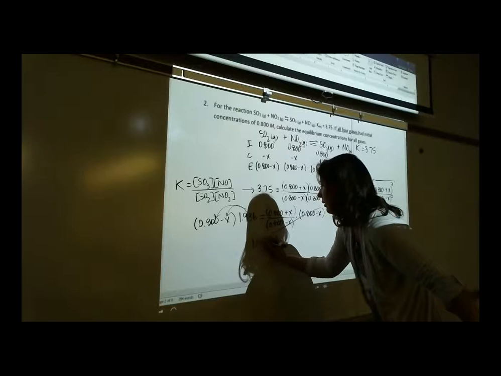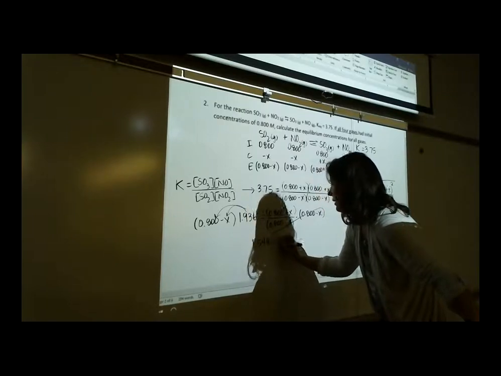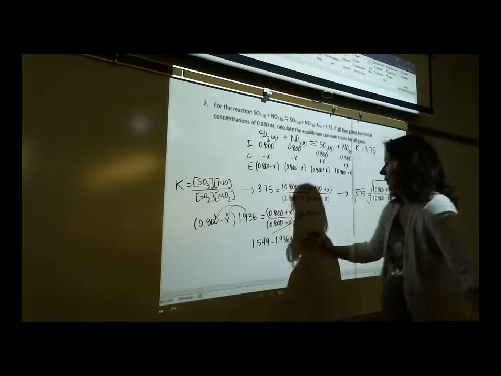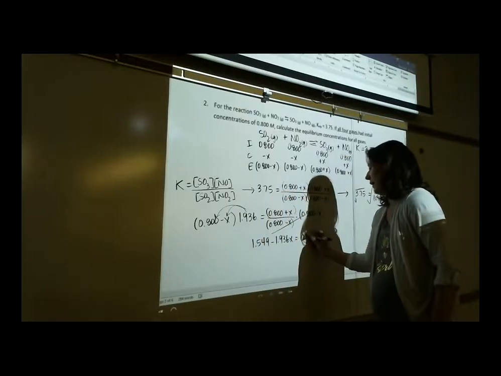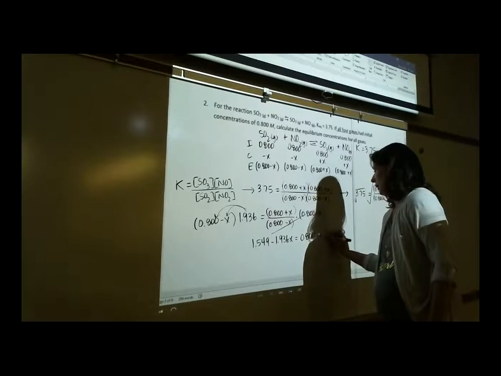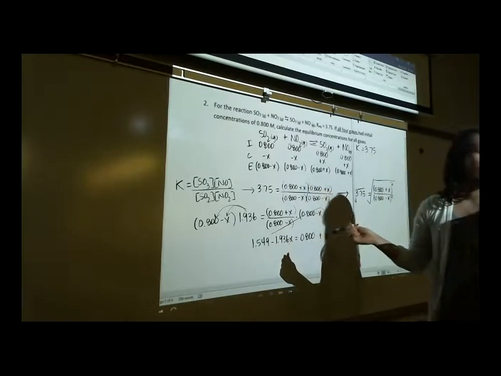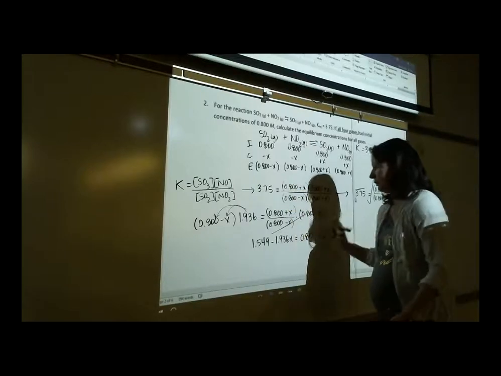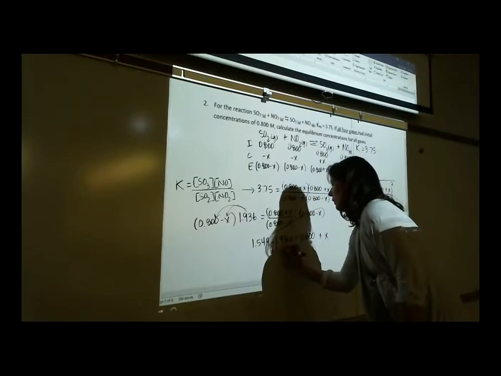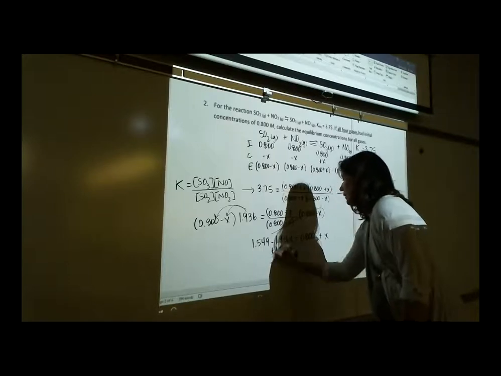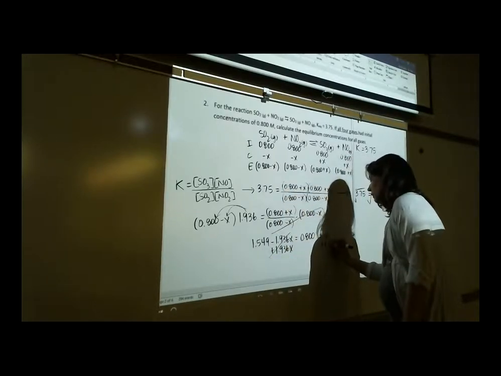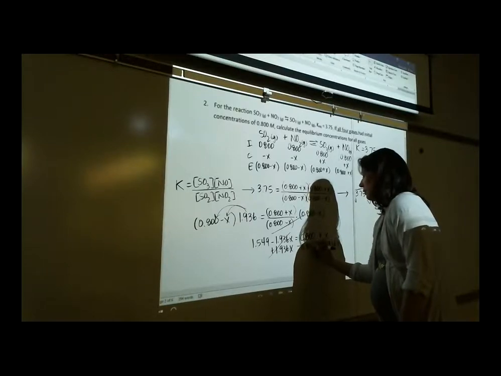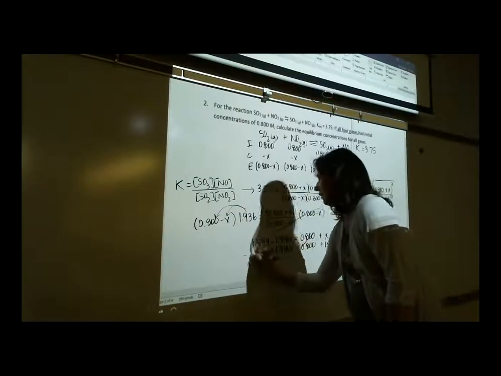So I got 1.549 minus 1.936x is equal to 0.800 plus x. Is everyone with me on how we did this so far? Just going through the algebra. All right, now let's combine like terms. Plus 1.936x makes that go away. And minus 0.800 makes that go away.